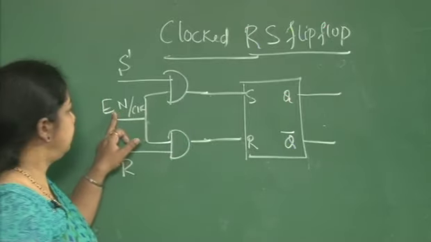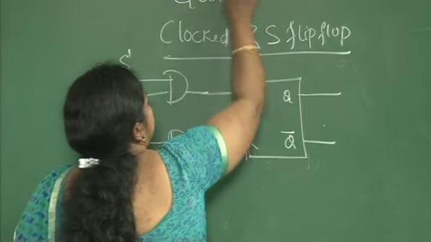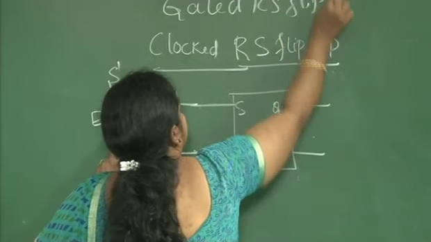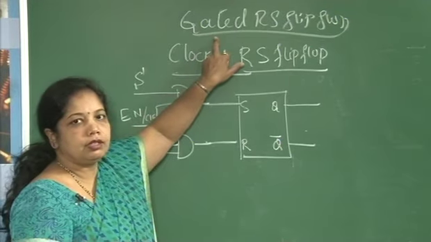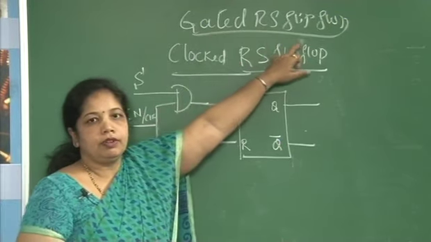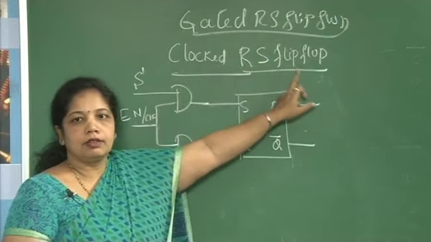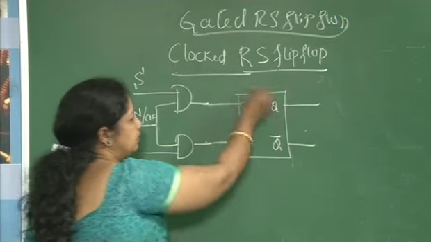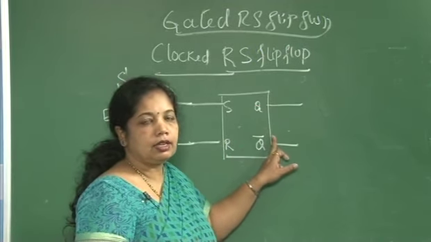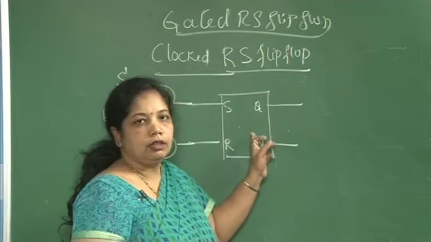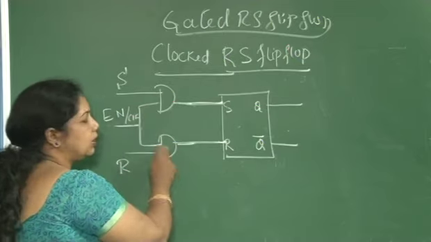If I am giving an enable signal, we call it a gated RS flip-flop. If I am giving clock as an additional input, we call it a clocked RS flip-flop. So this basic flip-flop remains the same. Either I can use NOR gates or NAND gates to build this flip-flop. In addition to this, I am going to add the enable signal through AND gates.